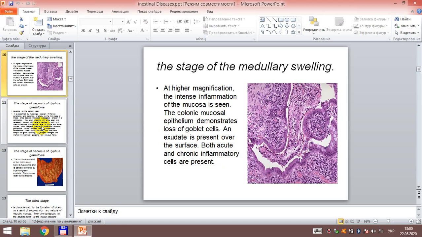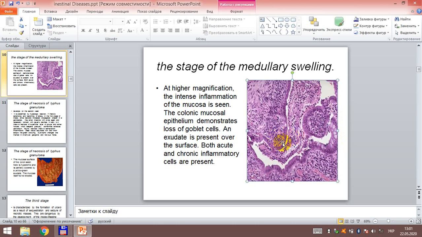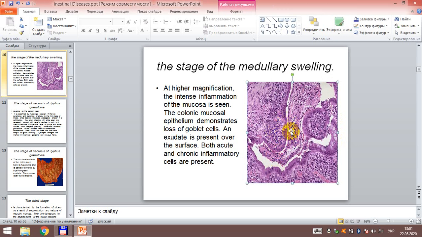In this picture are present histological signs of the first stage, the medullary swelling. At high magnification, intense inflammation of the mucosa is seen. The colonic mucosal epithelium demonstrates loss of goblet cells. An exudate is present over the surface. Both acute and chronic inflammatory cells are present.